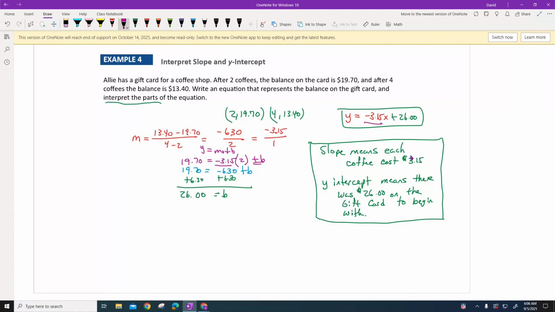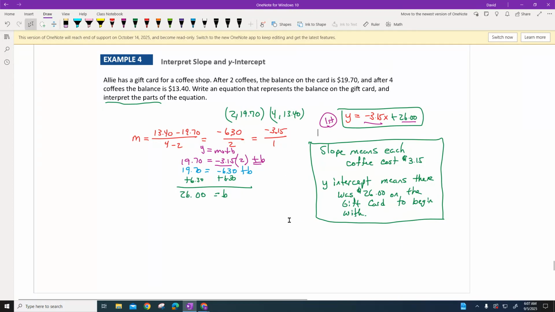So I did my work. 2 times 315 is 630, negative. Added 630 to both sides, and I got 26 bucks. So then that goes right here in the equation. So there's our first thing that we were asked to do. Write me an equation. And then it says, well, now tell me and interpret the parts. There's 2 parts in the equation. There's the slope. The slope means the cost of the coffee is $3.15. Boom, there it is. And now what's the y-intercept? That $26 right there. Well, she has a gift card. So that means there was 26 bucks on her gift card to begin with. Okay? So, 2 very important things.